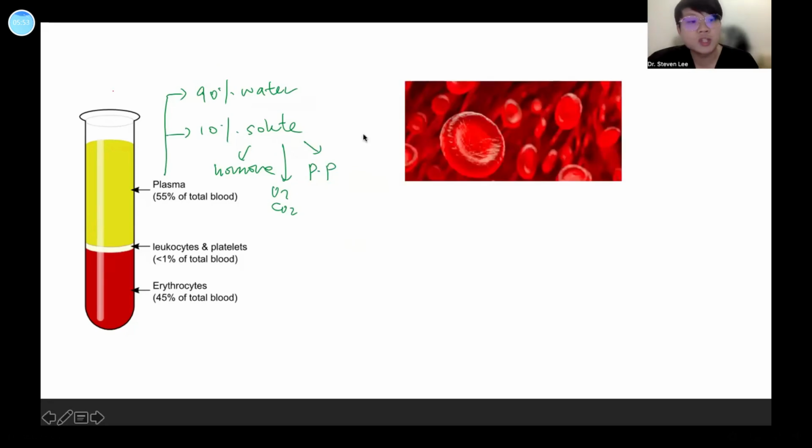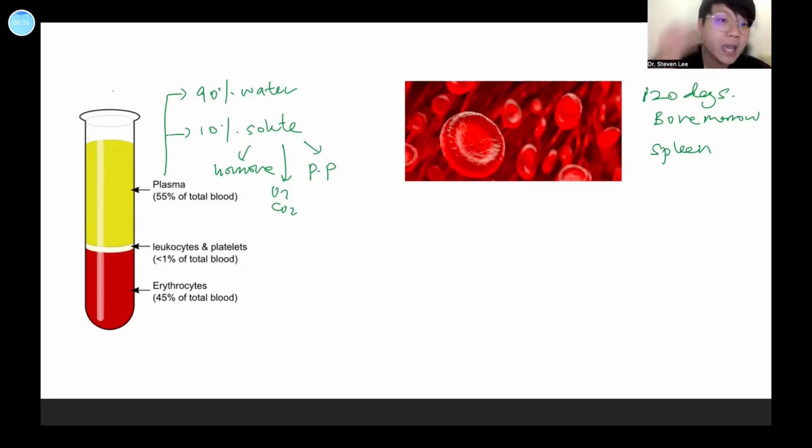The next picture is showing you the structure of a red blood cell, which I believe you all should know already. This is what we call a biconcave disc shape. Just some extra information: the red blood cell lifespan is 120 days, which is about 4 months. They are produced by the bone marrow, and later on they will be destroyed in the spleen. Spleen in Bahasa Melayu is limpa, L-I-M-P-A. So this is something you must know: where it is produced, where it is destroyed, and how long it can last. Just some general info.